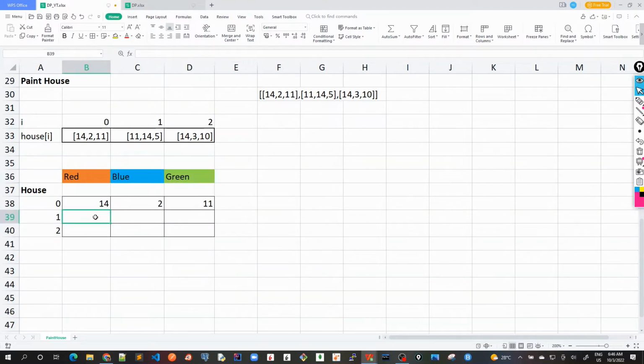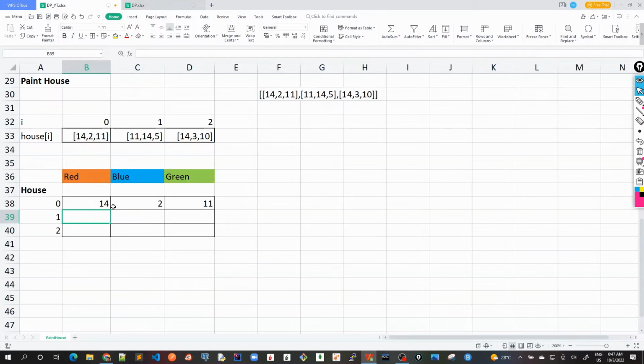But this particular cell, which I am at right now, represents the minimum cost if I paint the first house with red. So what it means is that if I have painted this house as red, then the previous house would have been painted with either blue or green, right? It couldn't have been painted with red if I'm painting this house with red.